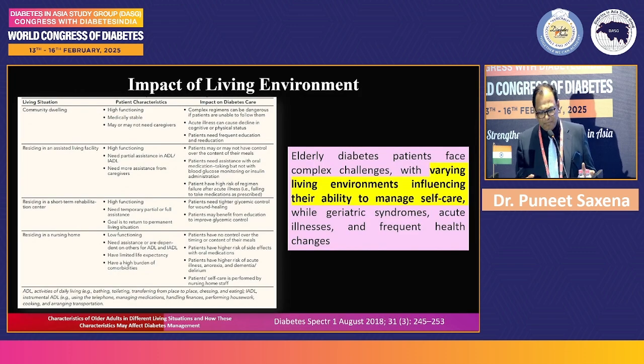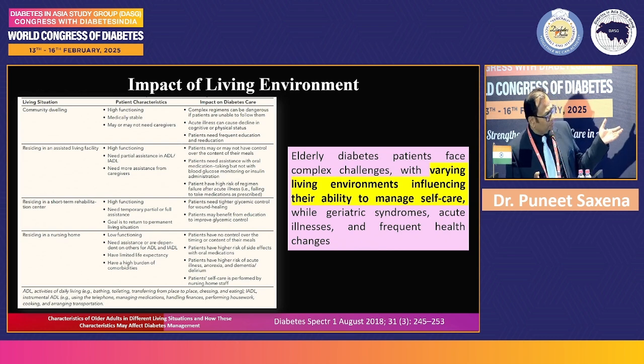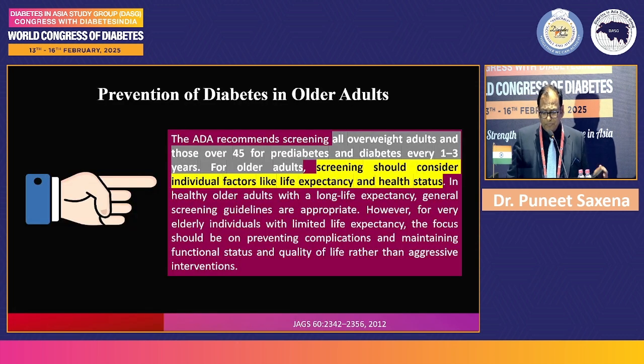Then there is the living environment: whether people are living in the community with the family, or residing in an assisted living facility. We don't have long-term care facilities in India, but abroad, people are probably living in long-term care facilities also. So prevention and screening should be considered as for everybody else. But please note that in the elderly and very elderly, the norms are relaxed.